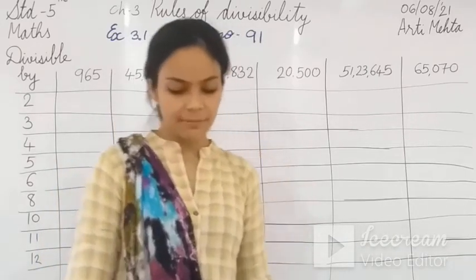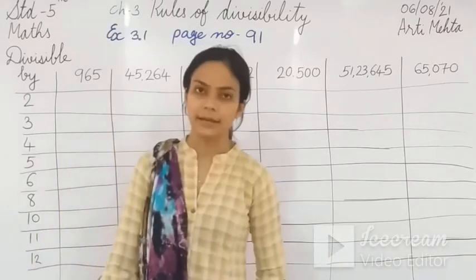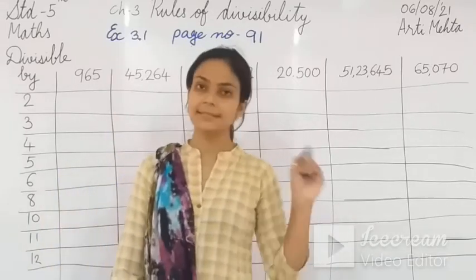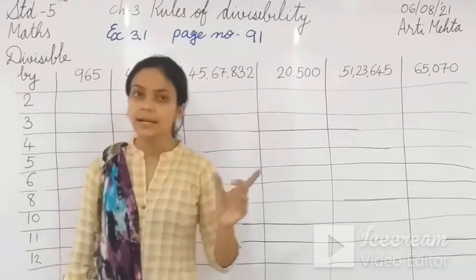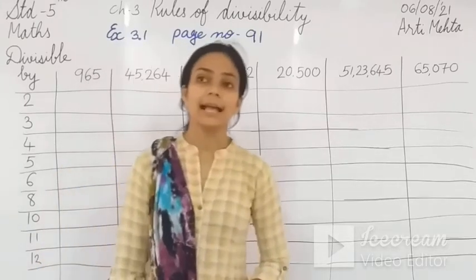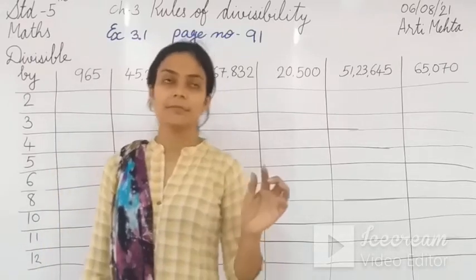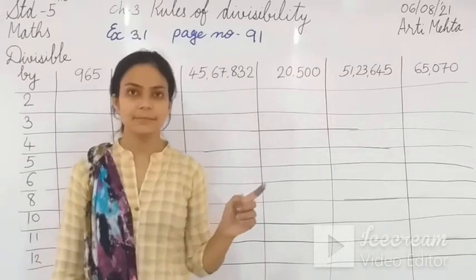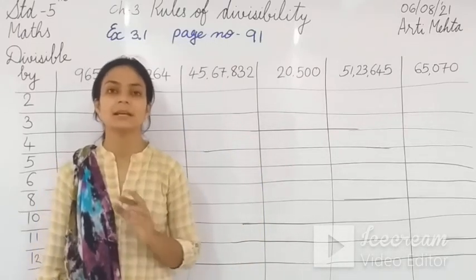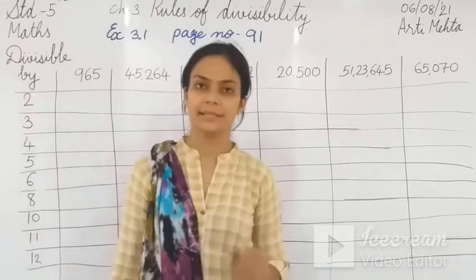Divisibility by 10: a number is divisible by 10 if the digit in the ones place is 0. If the ones place has 0, then it is divisible by 10. Divisibility by 11: find the sum of the odd places, find the sum of the even places, then find the difference. If the difference is 0 or divisible by 11, then the number is divisible by 11.